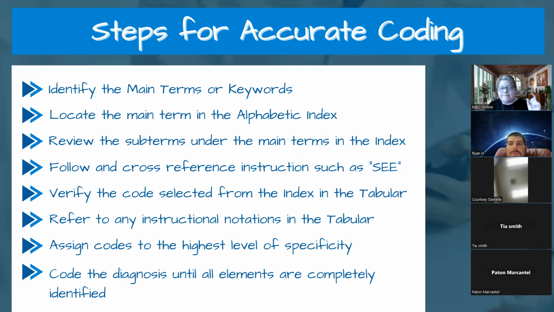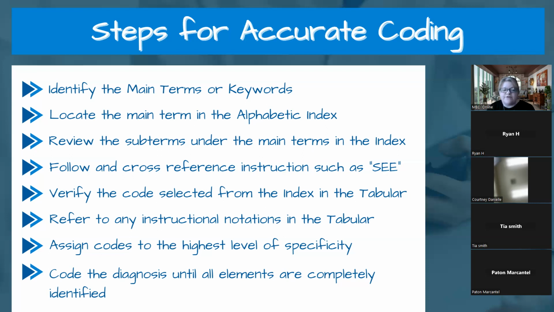Once you locate that main term in the alphabetic index, again, that's that original word you're looking for that's going to be in red, you're going to start going down that first indentation. Look at your subterms and figure out what you're looking for. Okay, I looked for pain. I found pain. Now I got to find what part of the body it's in. Is it abdomen? Is it arm? Is it leg? Left pinky toe. You got to figure out where it is, and usually going by body part, it'll lead you directly to that code. All right.